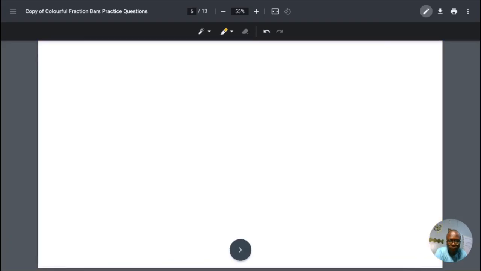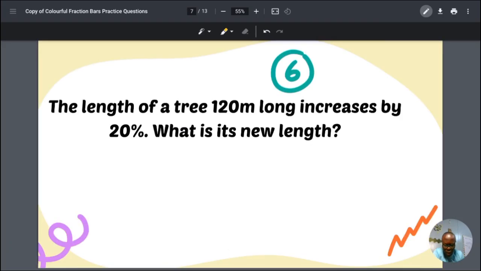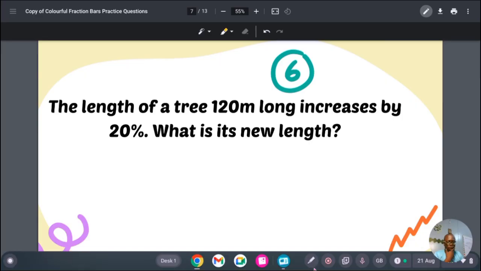Okay, number 6. Let's go to number 6 very quickly for our time. The length of a tree, 120 meters long, increases by 20%. What is its new length?